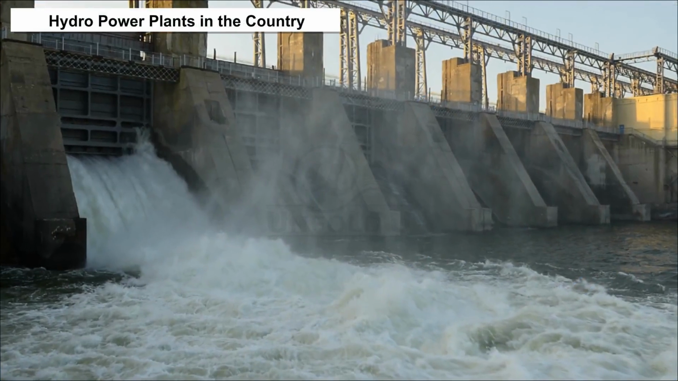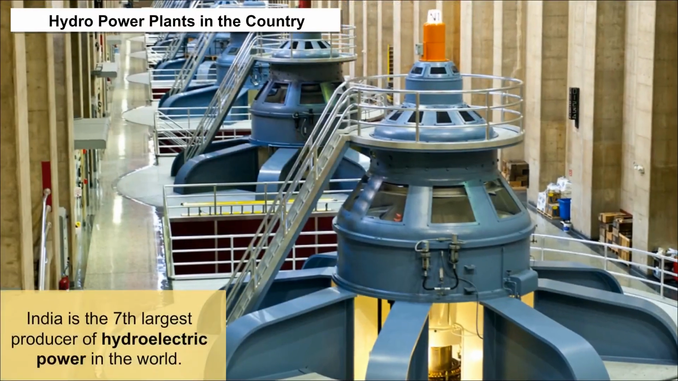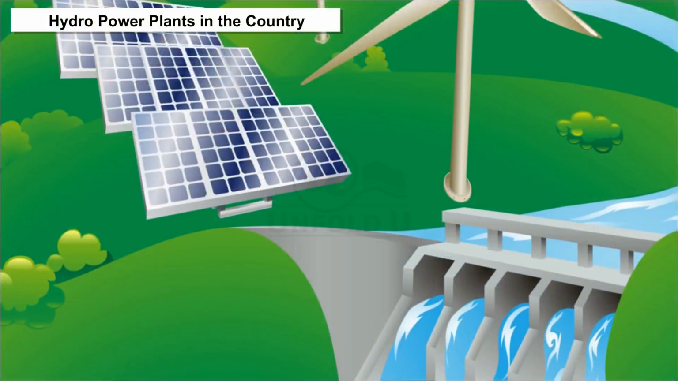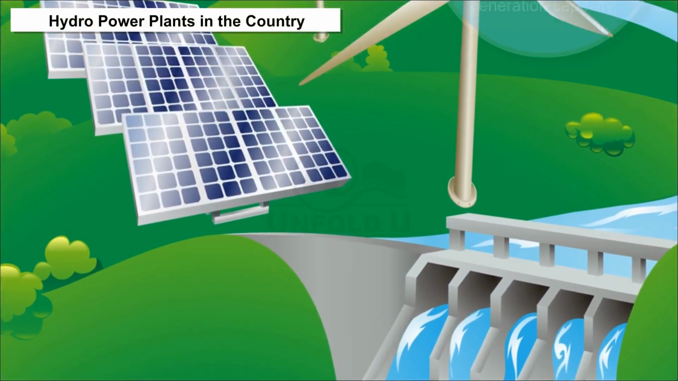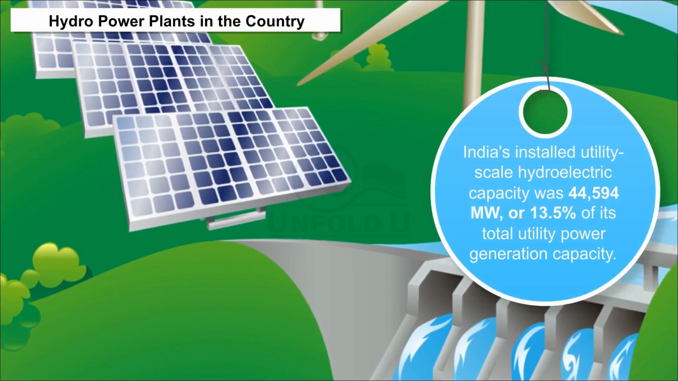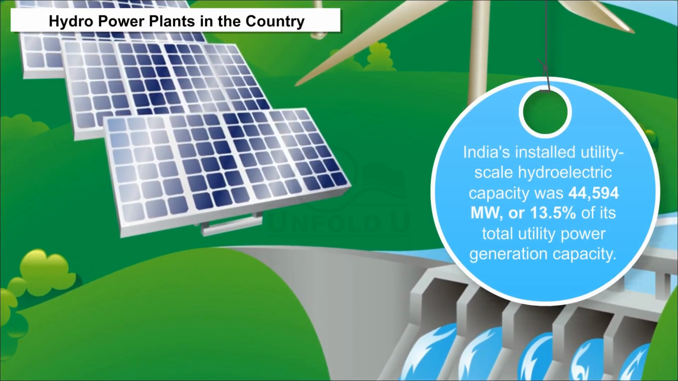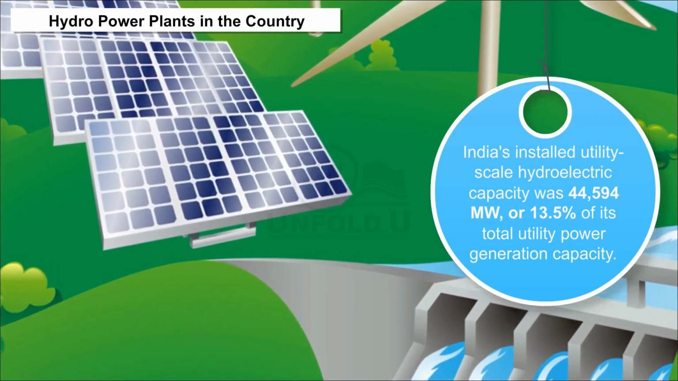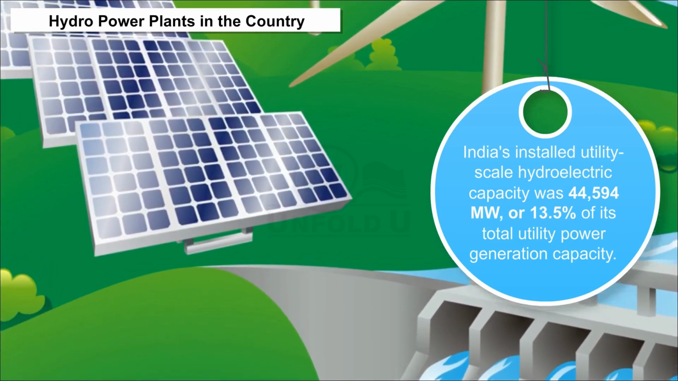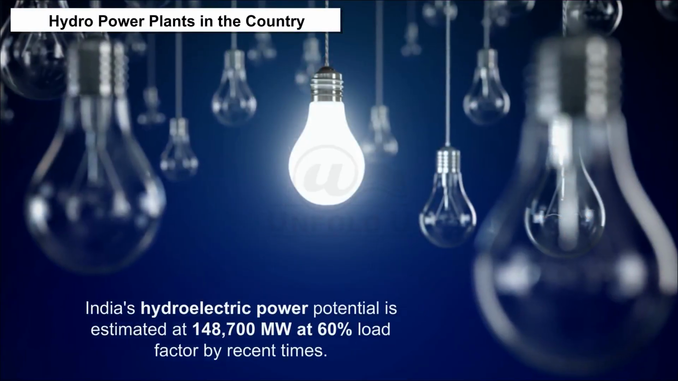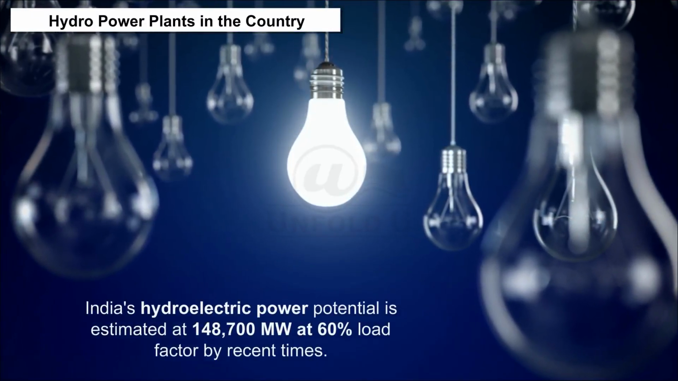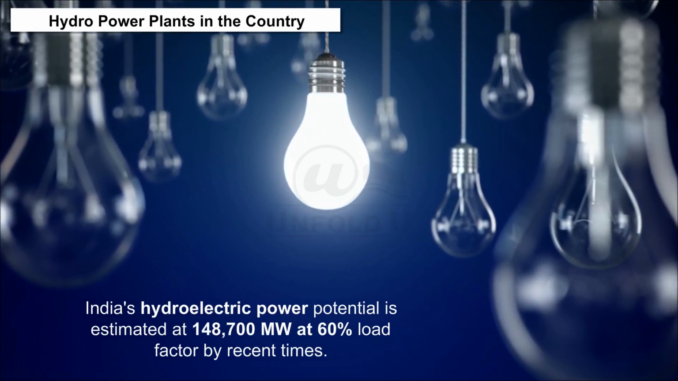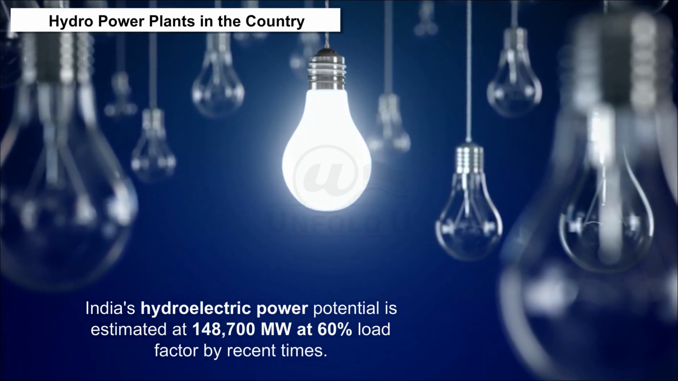Hydropower plants in the country. India is the 7th largest producer of hydroelectric power in the world. As of 30 April 2017, India's installed utility-scale hydroelectric capacity was 44,594 megawatt, or 13.5% of its total utility power generation capacity. India's hydroelectric power potential is estimated at 148,700 megawatt at 60% load factor by recent times.